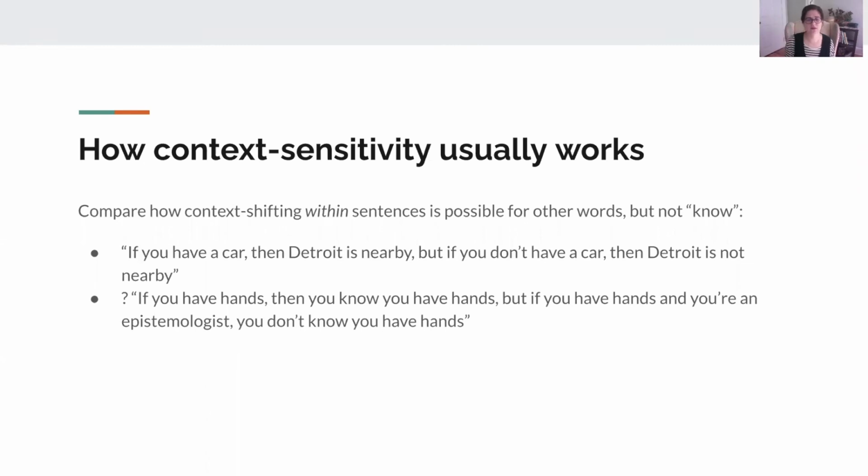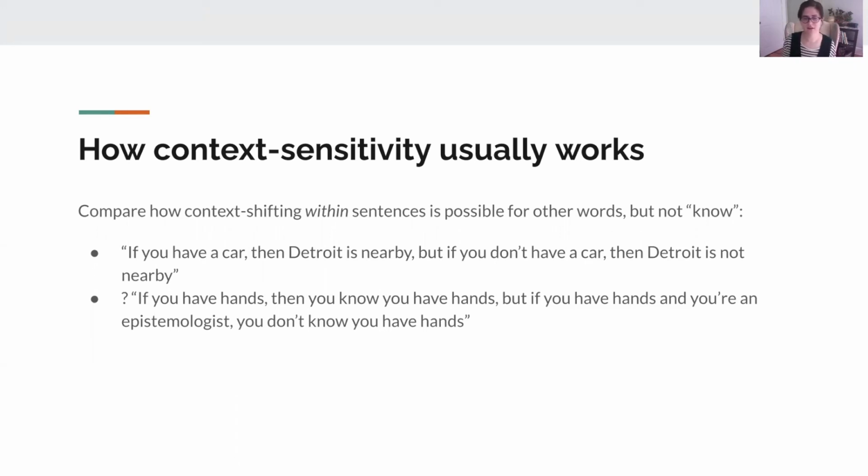usually context shifting can occur within sentences for other words that are context sensitive, but it doesn't work for the word "know." Consider the sentence, "If you have a car, then Detroit is nearby. But if you don't have a car, then Detroit is not nearby." That sounds fine, right? You have an instance of "nearby" that is negated later. "Detroit is nearby, Detroit is not nearby" happens within the same sentence. And the conditional statement changes the scope of application for that word, and that shifts the context, and it can happen within a sentence. And that's fine for the word "nearby," but now compare it to the word "know."